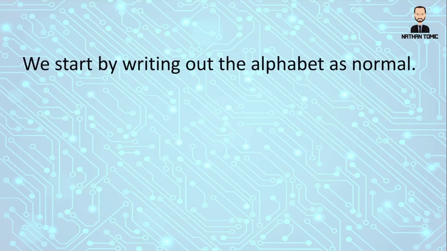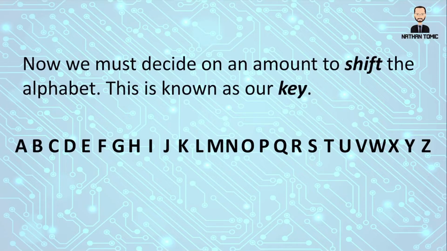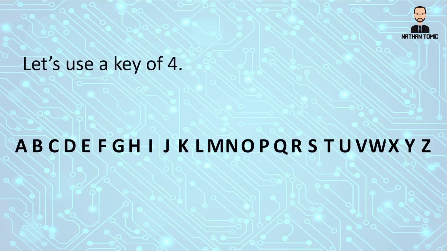Now we start by writing out the alphabet as we normally would. Now we must decide on how much we need to shift the alphabet, and this shifting is why it's called a shift cipher. So this value is known as our key. It's very important you do not forget your key. If you do, then you will not be able to easily decipher or decrypt your information. So let's, for this example, use a key value of 4. And we'll put that over the side here.